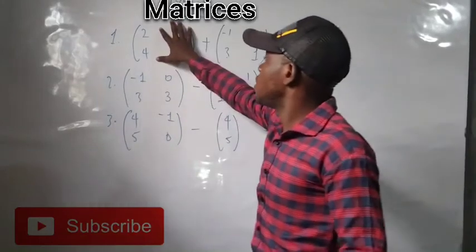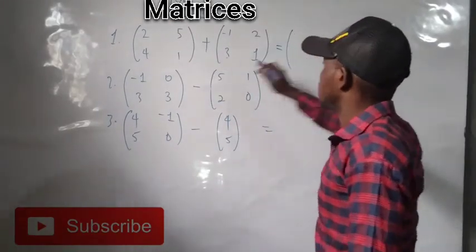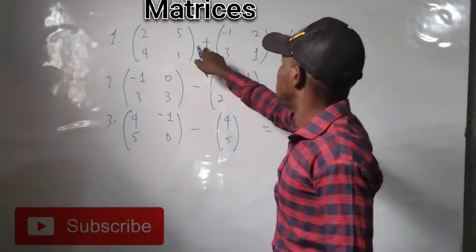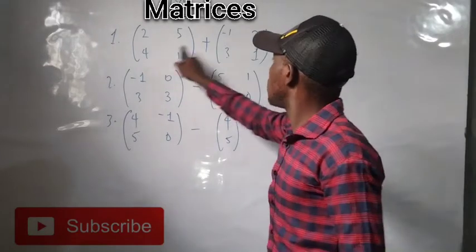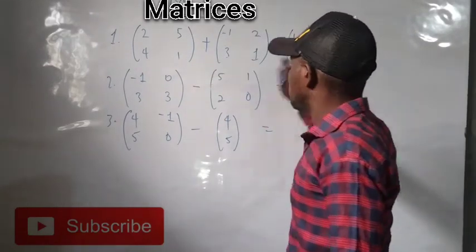We have a 2 by 2 matrix added to a 2 by 2 matrix. We expect that it gives us a what? A 2 by 2 matrix. That is, 2 plus minus 1 will give me 1. 5 plus 2 will give me 7. 4 plus 3 will give me 7. 1 plus 1 will give me 2. A 2 by 2 matrix.